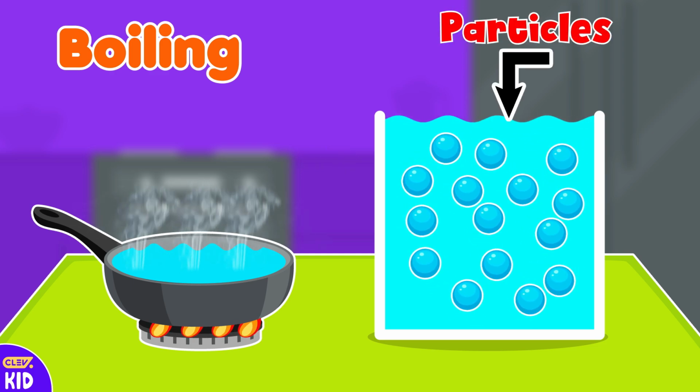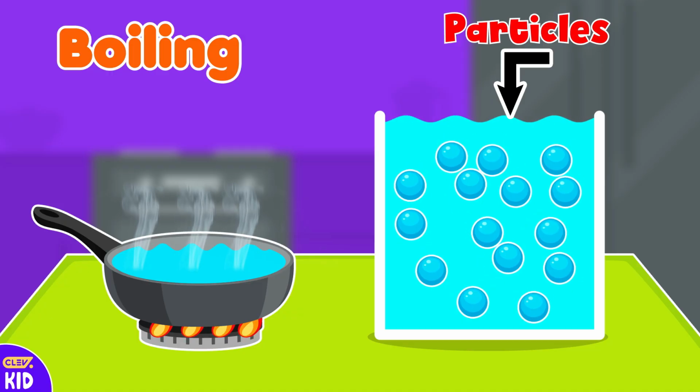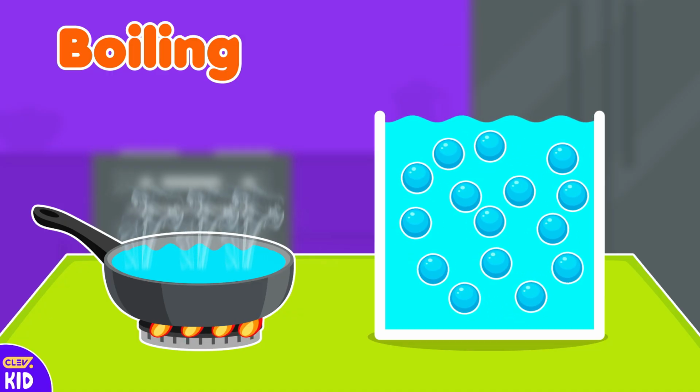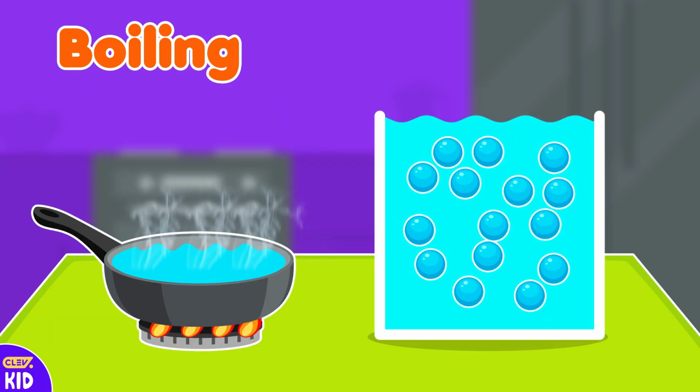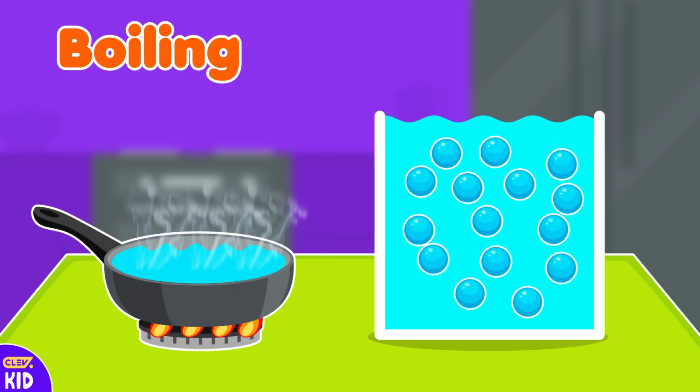At this point, the particles move so fast that they can break free from the liquid completely. This is when we see bubbles forming in the water, steam rising into the air. That steam is actually water particles escaping as gas.